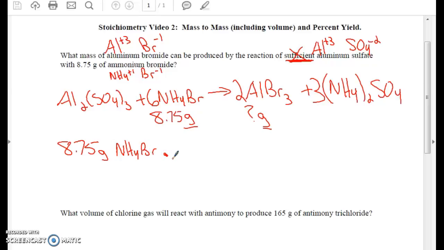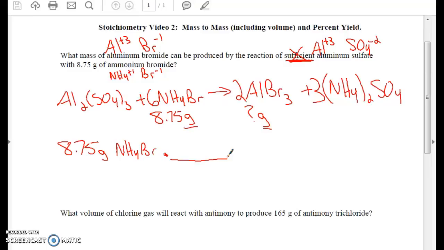Now, these stoichiometry problems, mass to mass, they're all basically going to be done the same way. You're going to need 3 steps for this. And there's a reason why you need 3 steps. One is that all of these things have different molar masses, right?